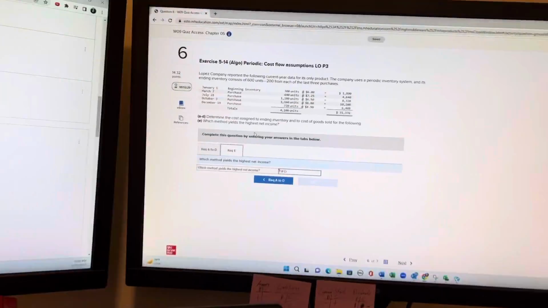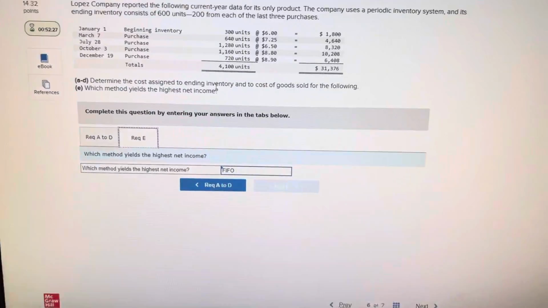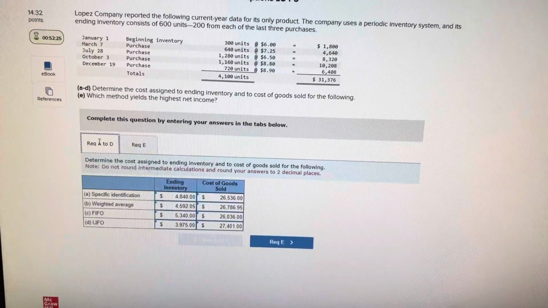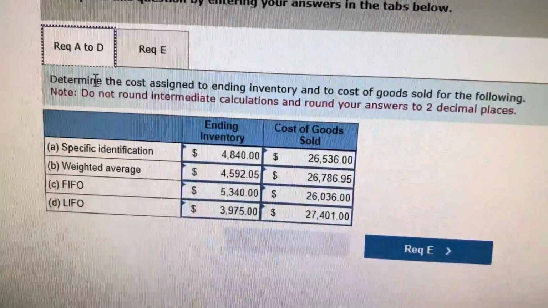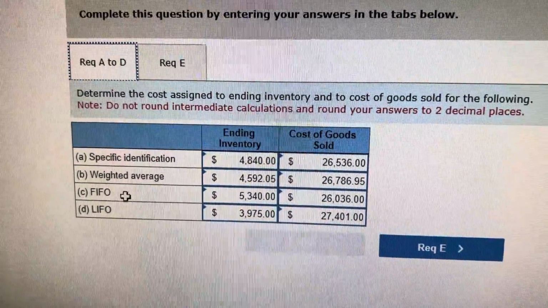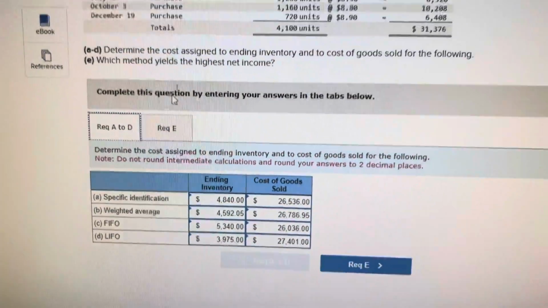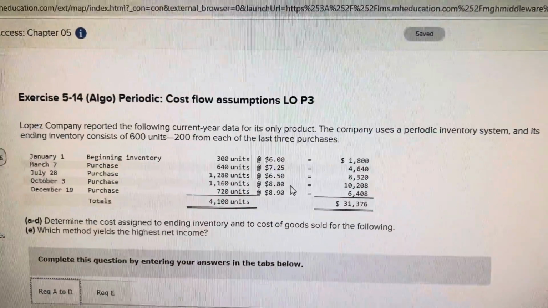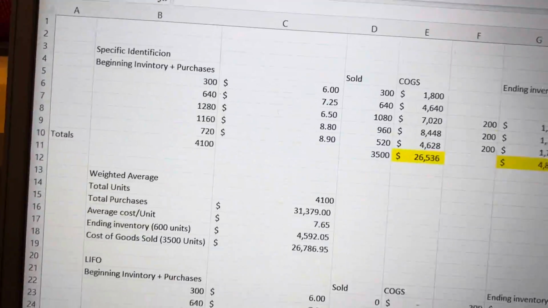I'm here to help you out with the Quiz Access Chapter 5, Question 6, and I have my spreadsheet here to get this done. So first things first, as you can see here, we're going to go over the specific identification, weighted average, FIFO, and LIFO. The way I did this is I copied this information into my spreadsheet.